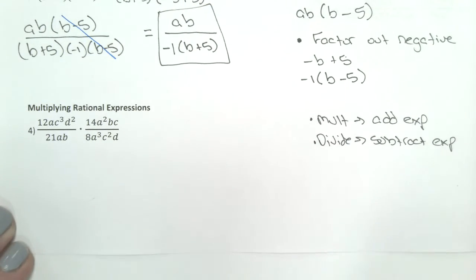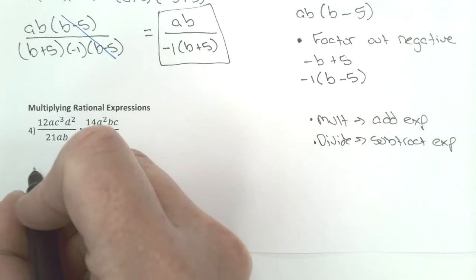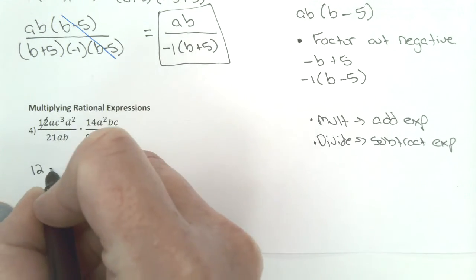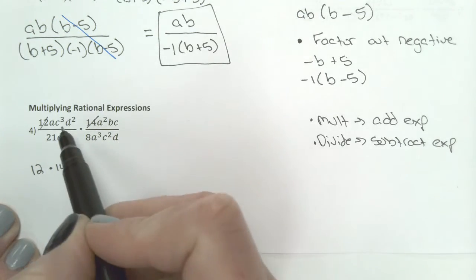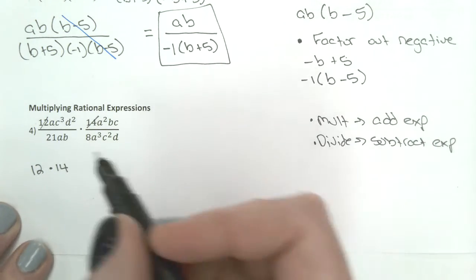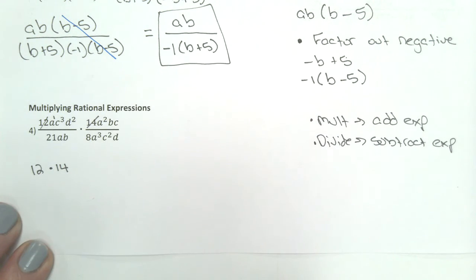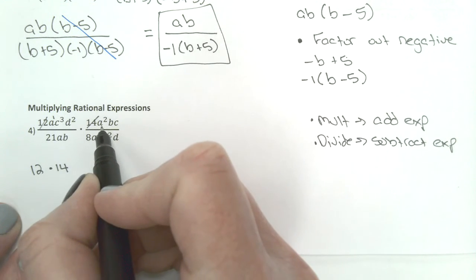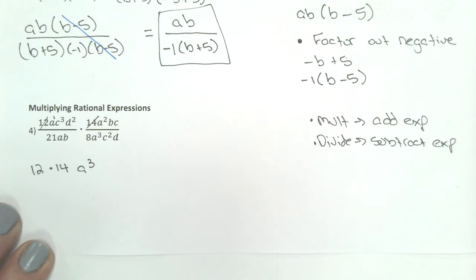So the first thing I would do is I would group my like terms together. So I'm going to rewrite the numerator. So I'd rewrite this as 12 times 14. And then I do tend to cross them off because I'm afraid I'm going to do something twice. I have this a to the first times that a to the second. So we're multiplying straight across. So when I multiply variables, I add exponents. So that's where I get a to the third.